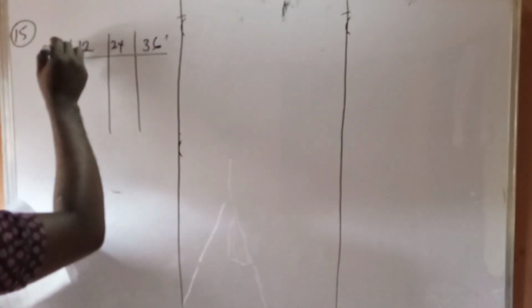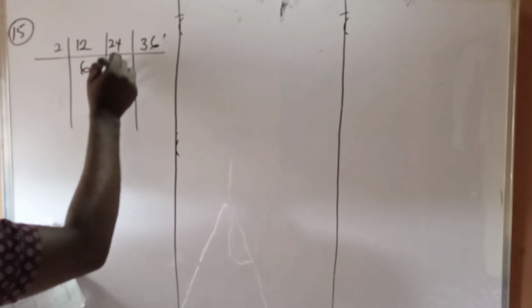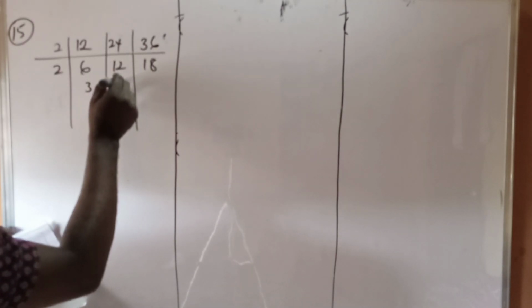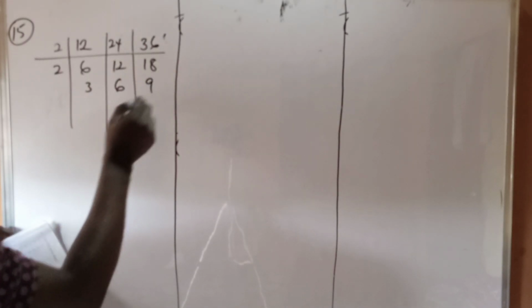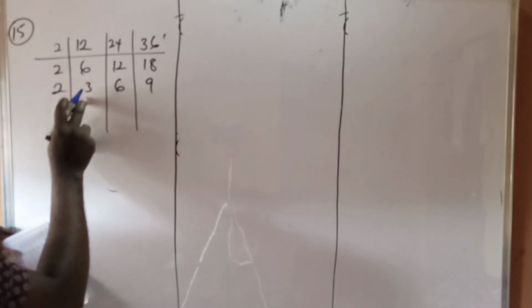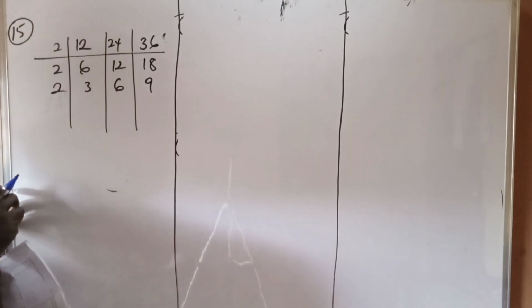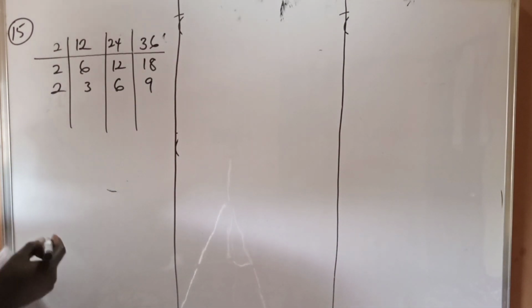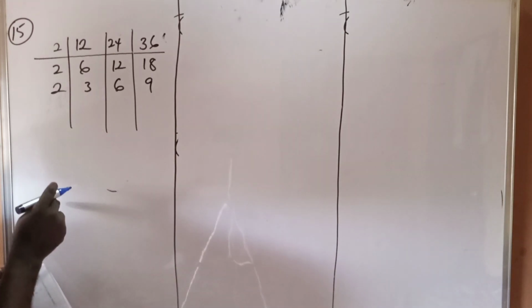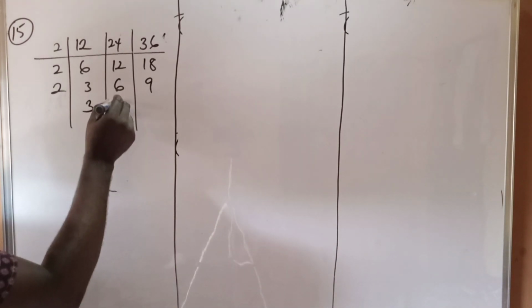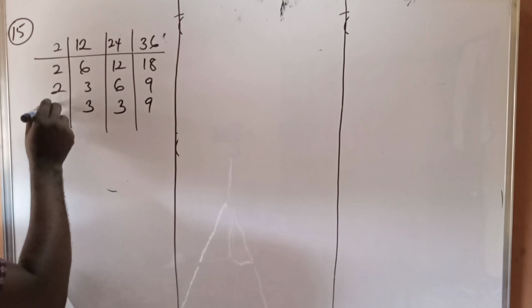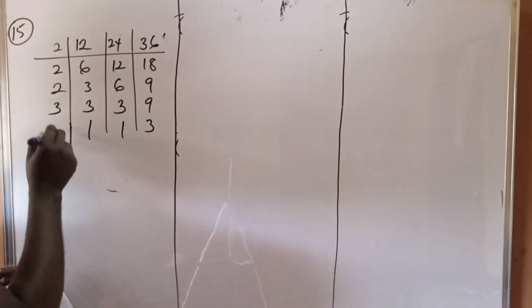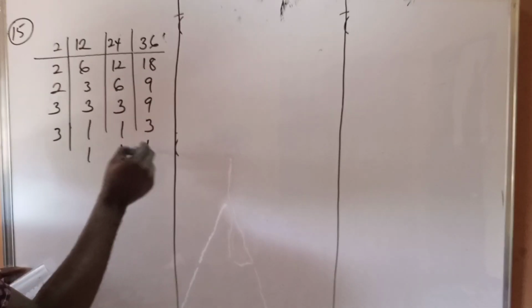So 2 here, that is 6, 12, 2 here, 18, 2 can still go: 3, 2 here, 6, 2 here, 9. 2 cannot go here, because this is LCM, not HCF. 2 will not go in all 3 of them, but because this is LCM, we need to exhaust all the numbers. So this will be 3, and this will be 9. 3 can go in everything, and this is 1, this is 1, this is 3. 3 can still go: 3 here, 1, 1, 1.